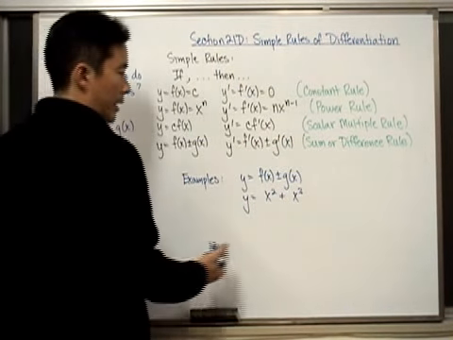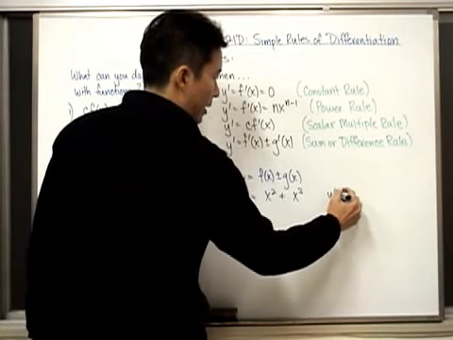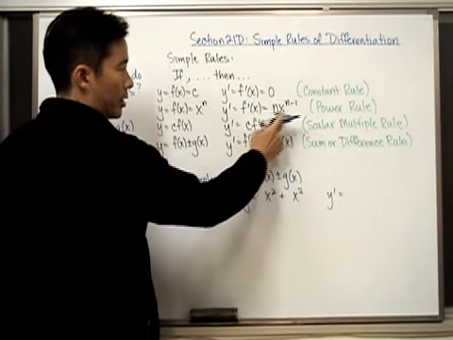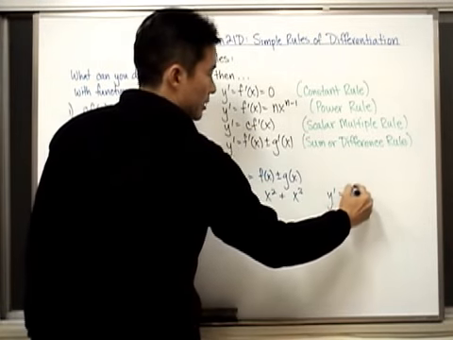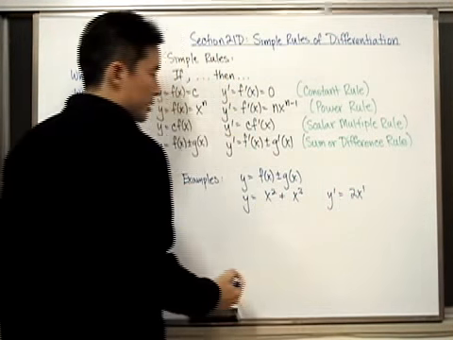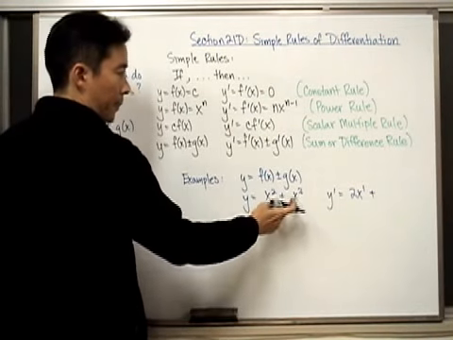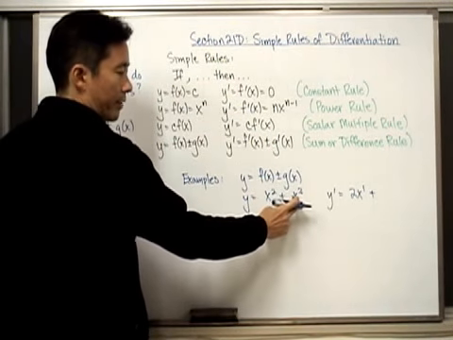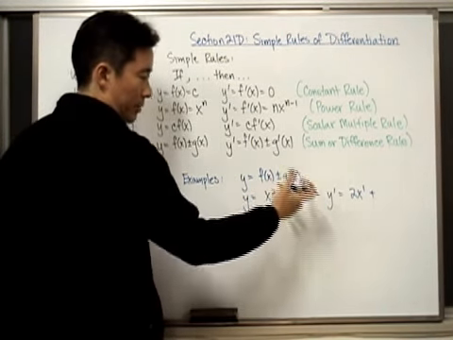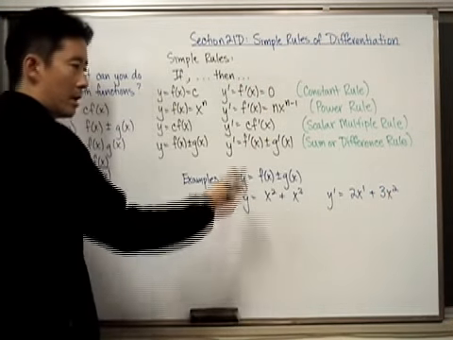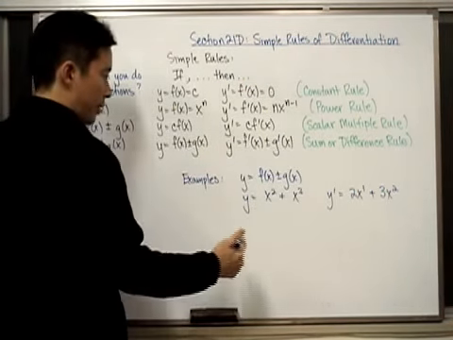If we wanted to find the derivative of that, y prime, all it says is that I have to just take the derivative of this, which we already know via the power rule. That's just going to be 2x to the first. And then plus, nothing changes with regards to the sign. And then we just take the derivative of x to the third, because that's the other function. So that's just going to be 3x squared. Okay, and you're done. Let's try one more.